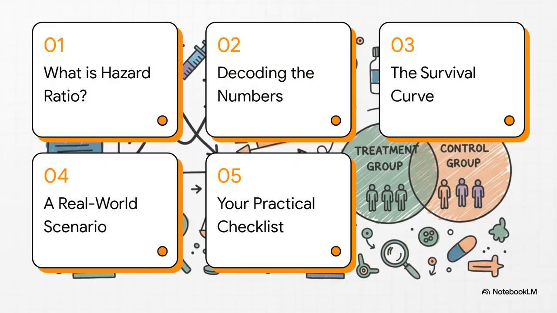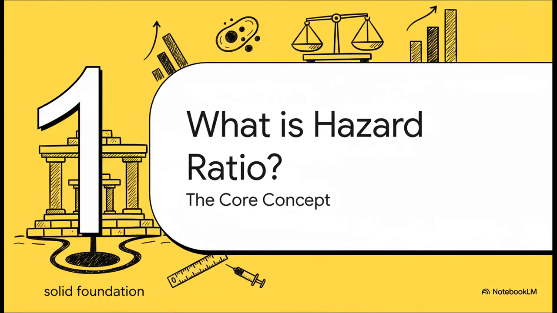Okay, so here's our game plan. It's pretty straightforward. We'll start with the basics. What even is a hazard ratio? Then we'll get into how to decode all those other numbers you see alongside it. We'll look at a really cool way to visualize the data called a survival curve. After that, we'll put it all into practice with a real-world example. And to wrap it all up, I'll give you a super practical checklist you can use anytime you see these results.